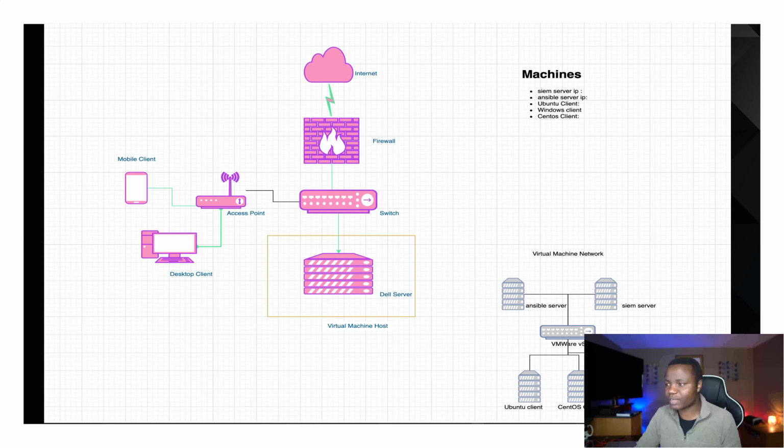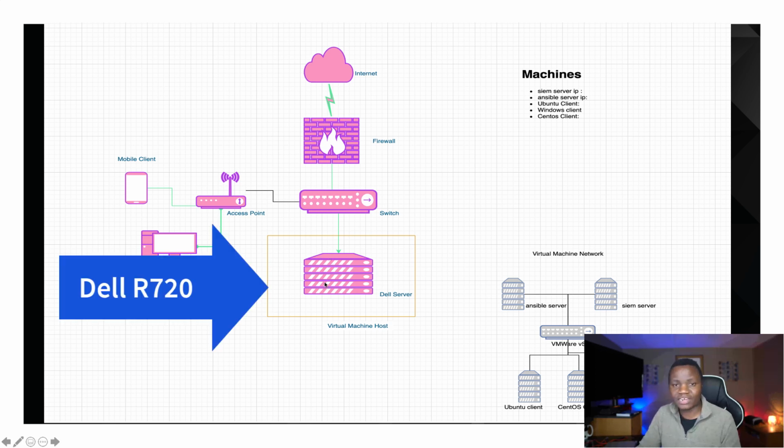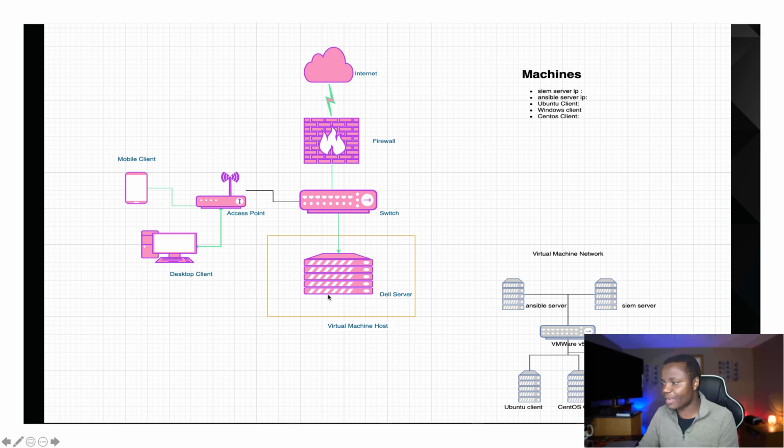So here's our network diagram. Today we'll be installing our hypervisor on our Dell server right here. Then we'll also be connecting an external storage using iSCSI to that hypervisor. So this is where we are.